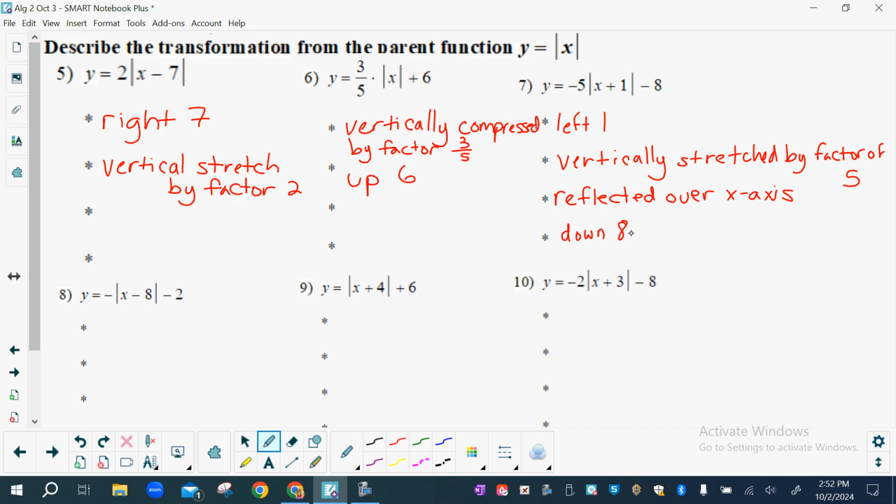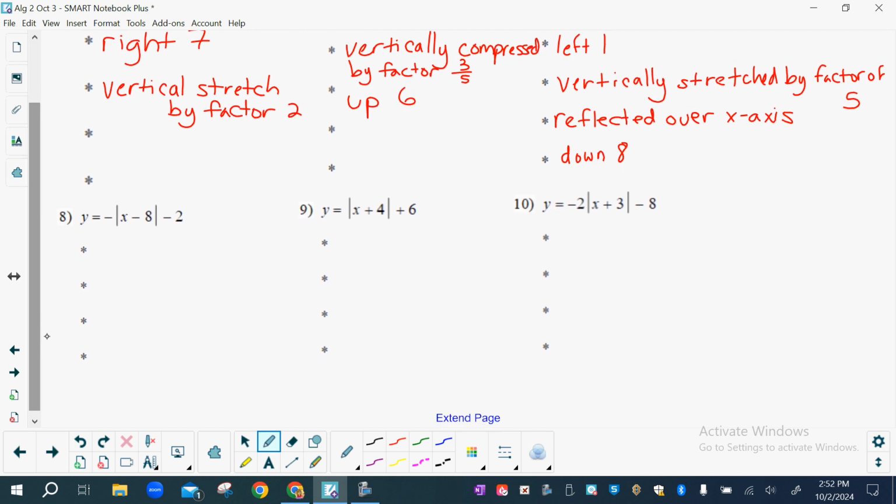Are you ready to do one on your own, or would you like me to do one more with you? Okay, let's do number 8. What happens on number 8? So, left 8 or right 8? Right 8. What does the negative in the front do? It reflects it over the x-axis.